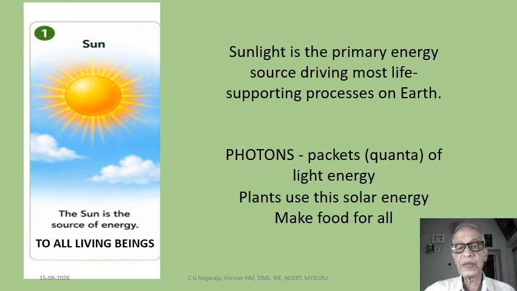Sunlight is the primary energy, as I told you, driving most life, supporting all processes on Earth. Photons, or the packets called quanta, of the light energy come from the sun and hit the plant leaves. And plants use this solar energy to make food for all.